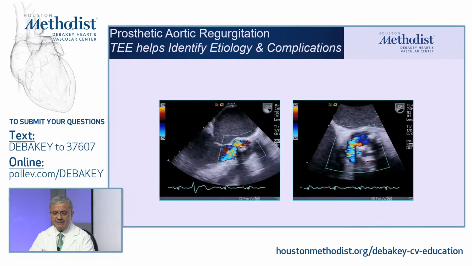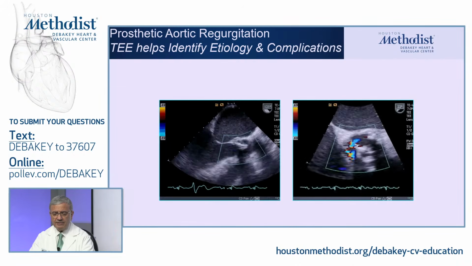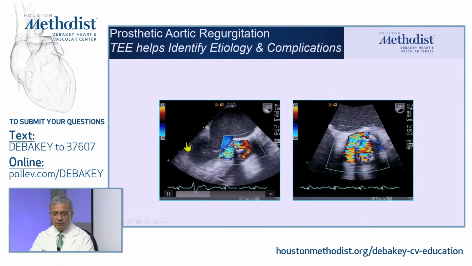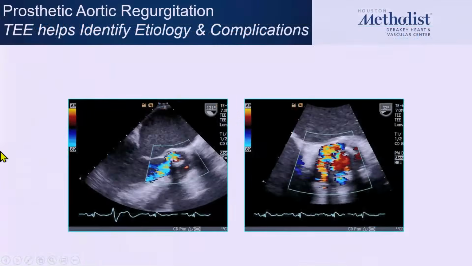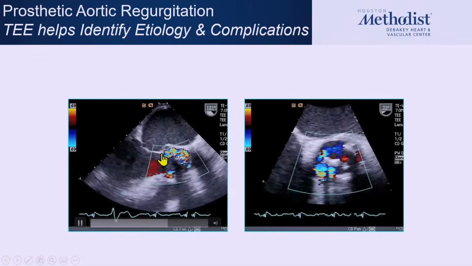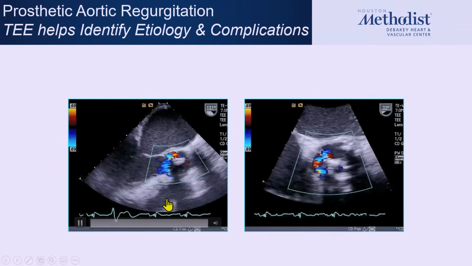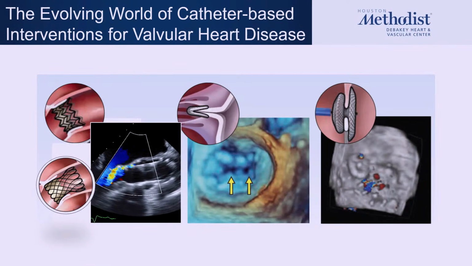So take a look at this example here. You have significant regurgitation, and also at the same time, you could see a small aneurysmal display in the parasternal window and maybe an early abscess formation in this prosthetic valve in the aortic position.